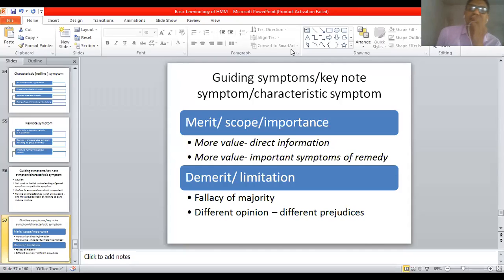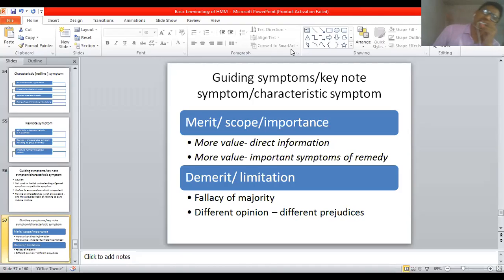And regarding this keynote symptom or characteristic symptom, one more important aspect is that there are so many authors who say that thirstlessness is the most important symptom of pulsatilla. Somebody will say that weeping is more characteristic than thirstlessness, and if weeping is present, you should give it to the patient. That is that much important. If a patient is not weeping and you are giving pulsatilla, oh, it is highly contraindicated.